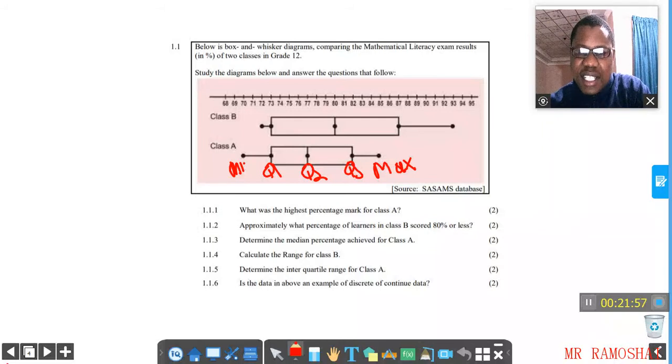So the highest number here, I will just give an example. Now we look at this. Is this the highest value? No, the highest value is only represented by the maximum, of which we know that it is the last point of the box and whisker plot, right? So now what do we do? You need to have a ruler here. Let me see if I can have a ruler here.